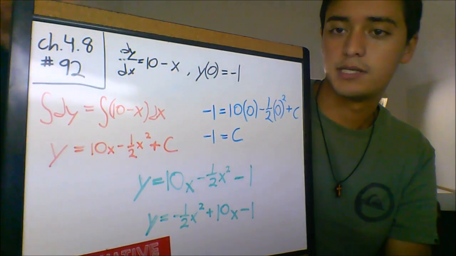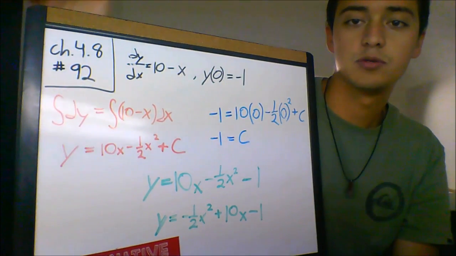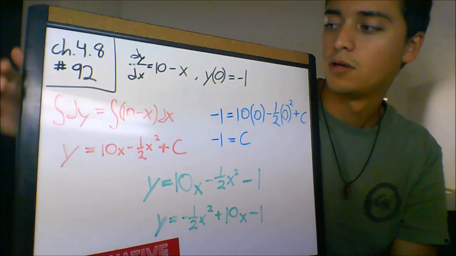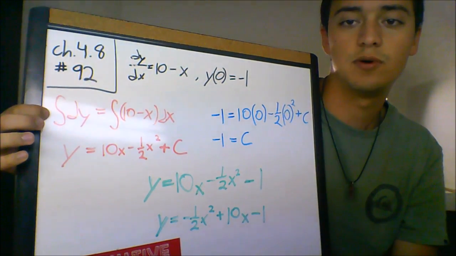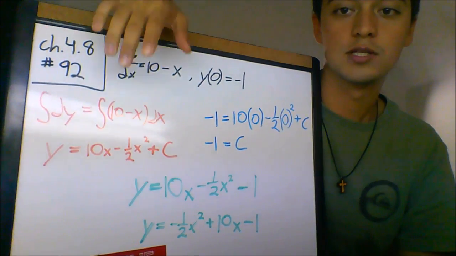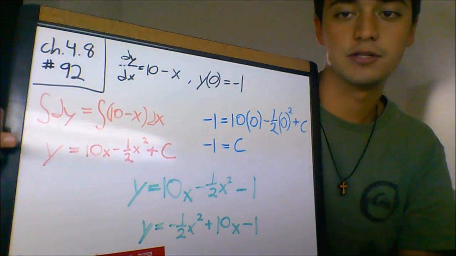So our first step is here in red, where we're going to multiply dx over to the other side, and we're going to have the integral of dy is equal to the integral of 10 minus x dx. With this new setup here in red, we're going to find the integral.